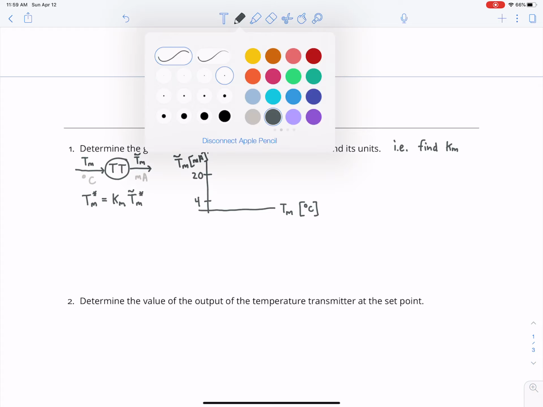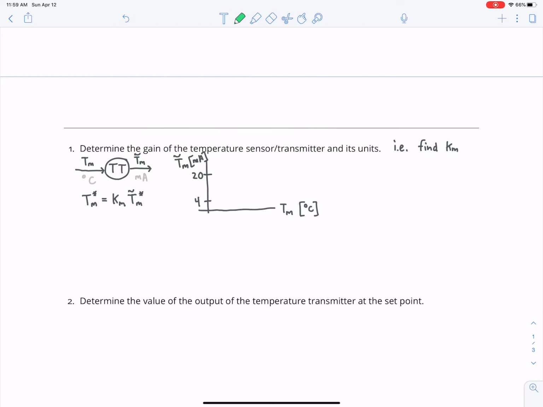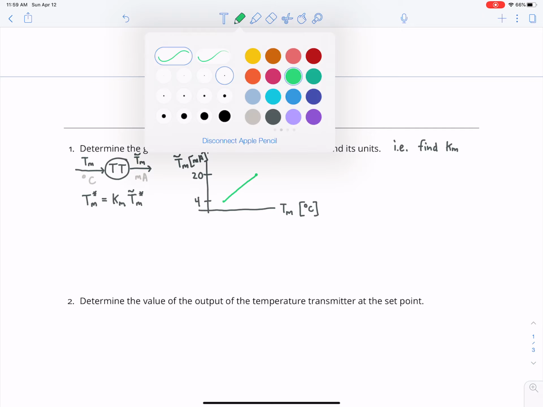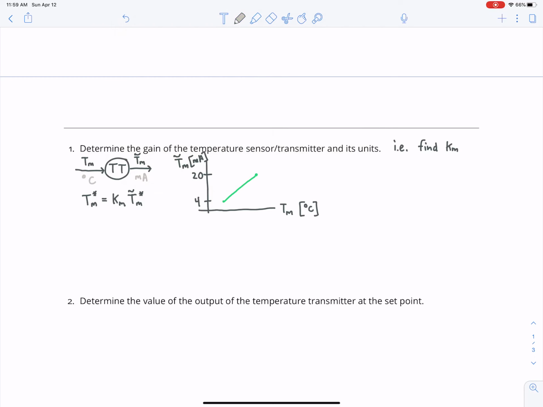And we also know that it's direct acting. And because it's direct acting, what that means is that as the actual temperature goes up, so does the milliamp signal. So we know the slope will be like this, okay? It's going to be linear, and it's going to have a positive slope. And as you can see from the equation on the left, this here is actually the gain Km. It's the slope of that line. Oh, I mixed up the equation on the left. So the output here is Tm tilde. Yeah, so the slope here is Km, okay?